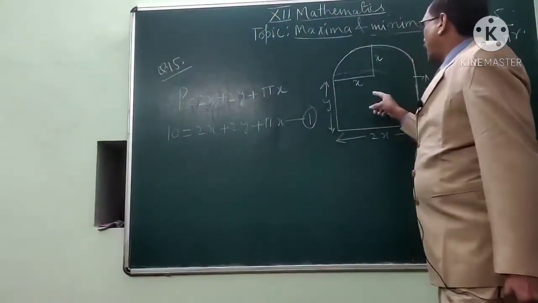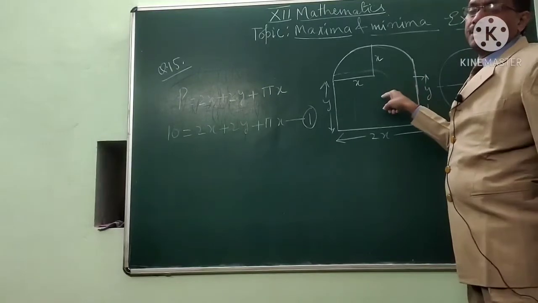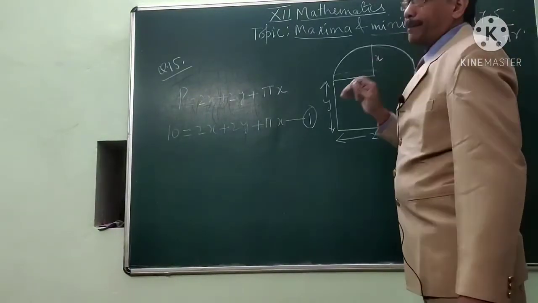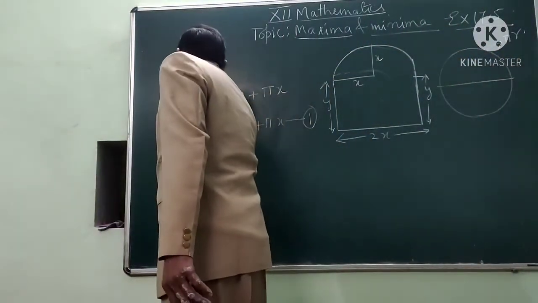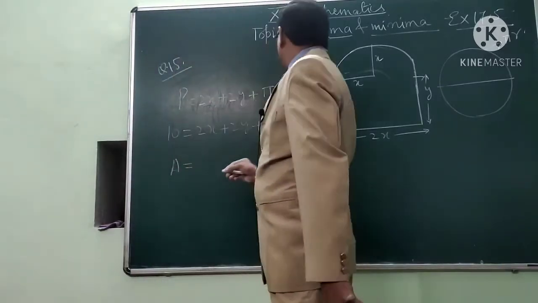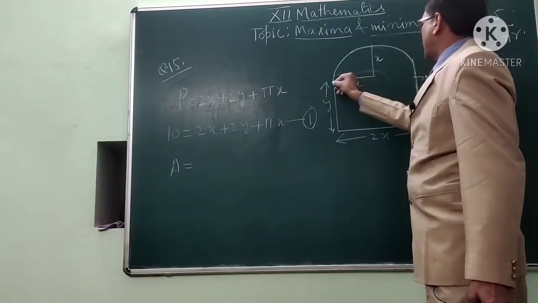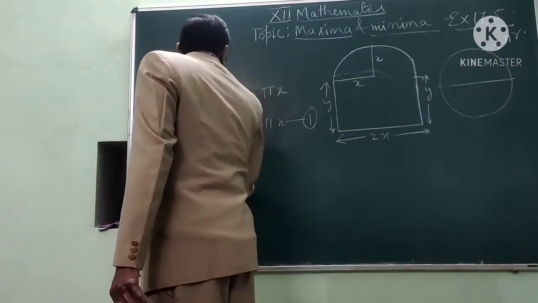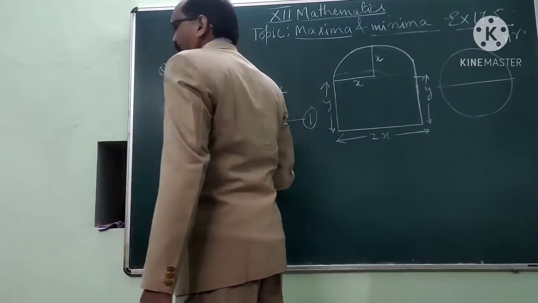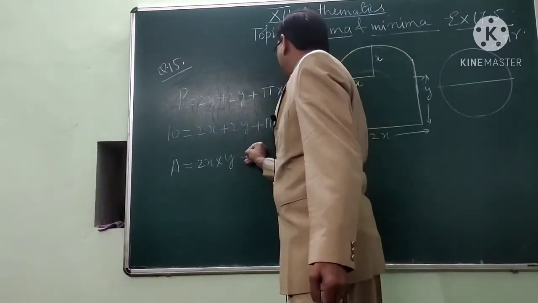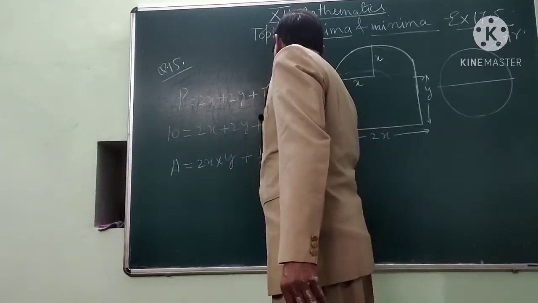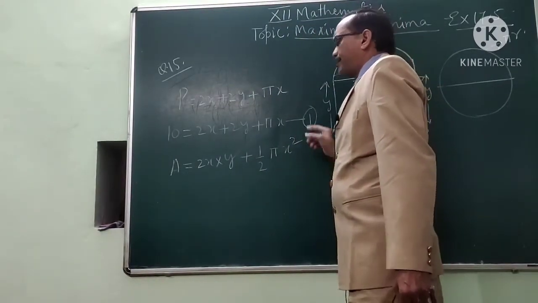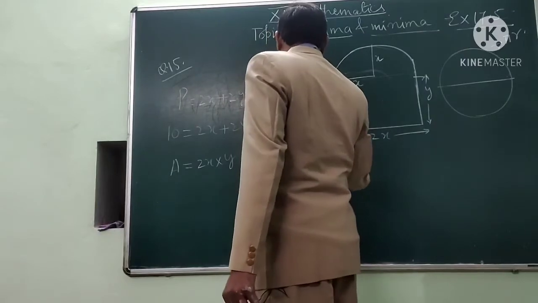Now, if area is maximum, then the maximum light will pass through this opening. Therefore, the area of the window is divided into two parts. One part is a rectangle, the other part is a semicircle. So its area is 2x into y, area of rectangle, base into height, plus the semicircle, 1 upon 2 pi x square. Let it be equation 2.